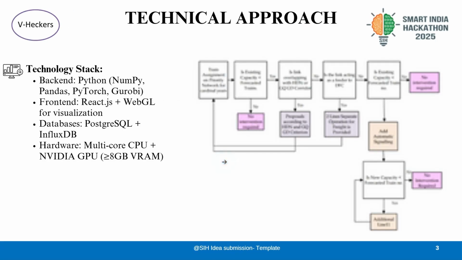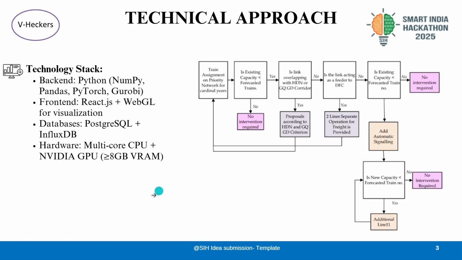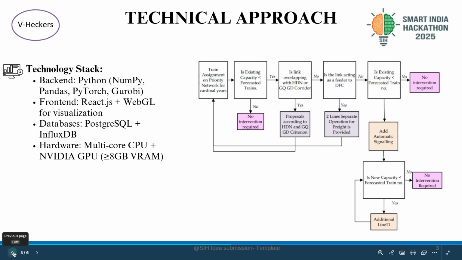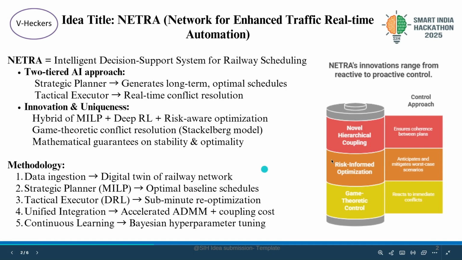NETRA stands for Network Enhanced Traffic Real Time Automation. It represents a paradigm shift in how we think about railway scheduling. What is NETRA? NETRA is an intelligent decision support system that acts as a digital brain for railway traffic management. Think of it as having a chess grandmaster and a speed chess expert together: one planning moves ahead, the other responding instantly on the board.